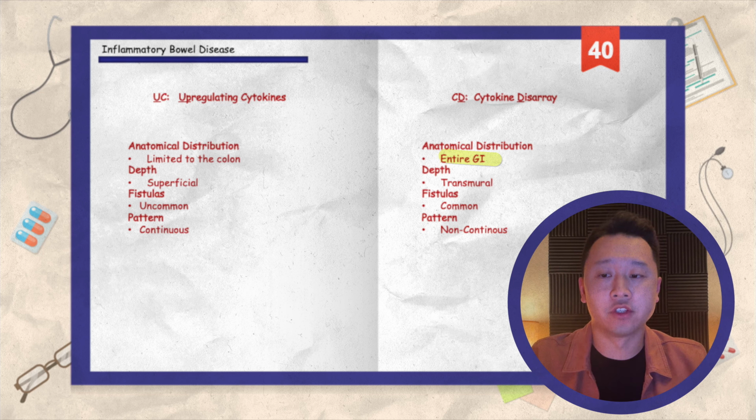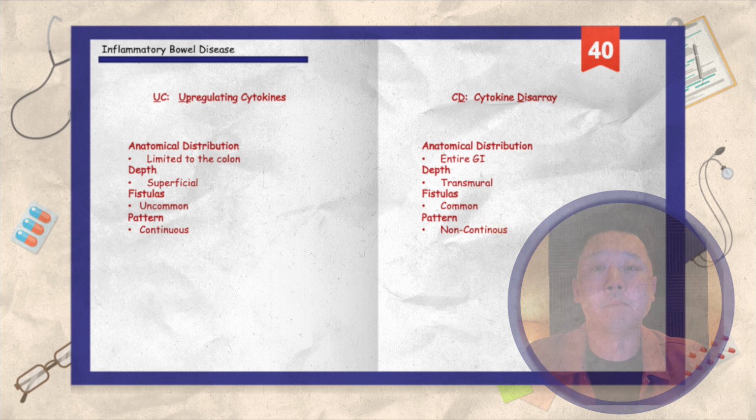It can be the whole entire GI. The depth is superficial in ulcerative colitis, but it is transmural, meaning that it can go all the way through in Crohn's disease. Fistulas are not as common in ulcerative colitis, but in Crohn's disease, it's very, very common because of the fact that it goes all the way throughout the GI. The pattern in ulcerative colitis is continuous, while in Crohn's disease, it's non-continuous. It could be chunks in different components.